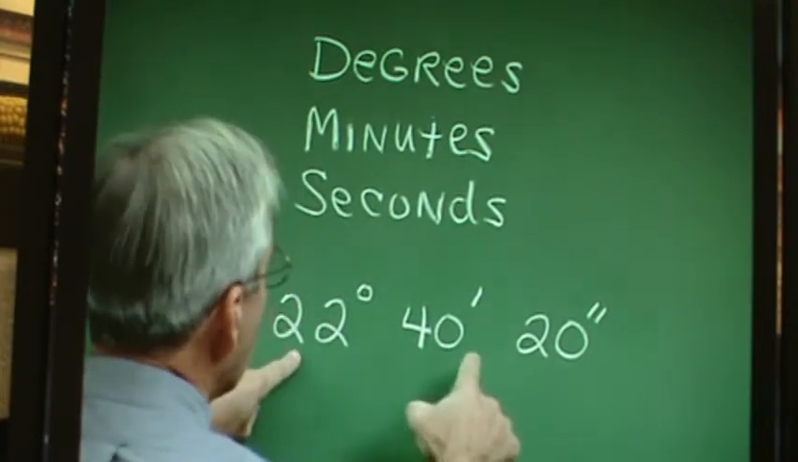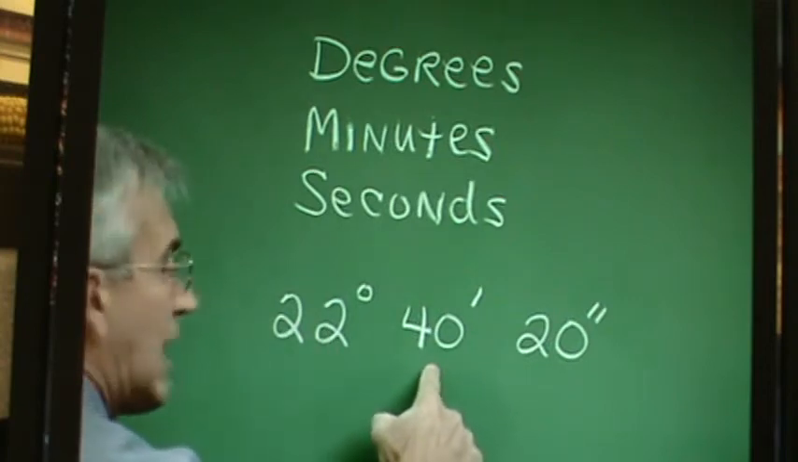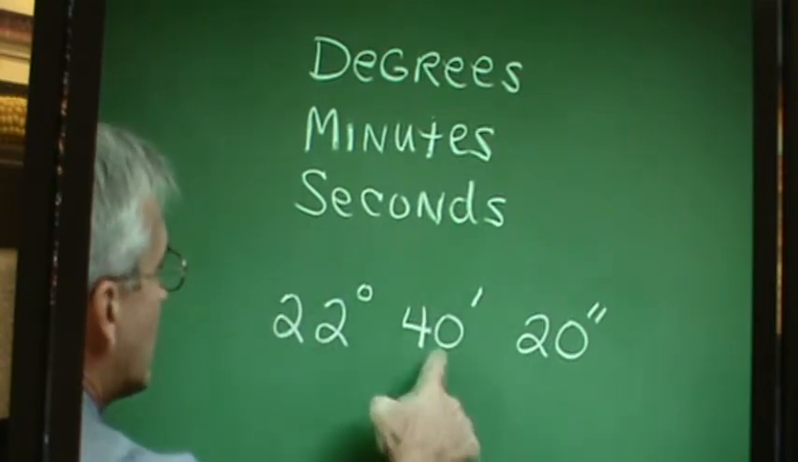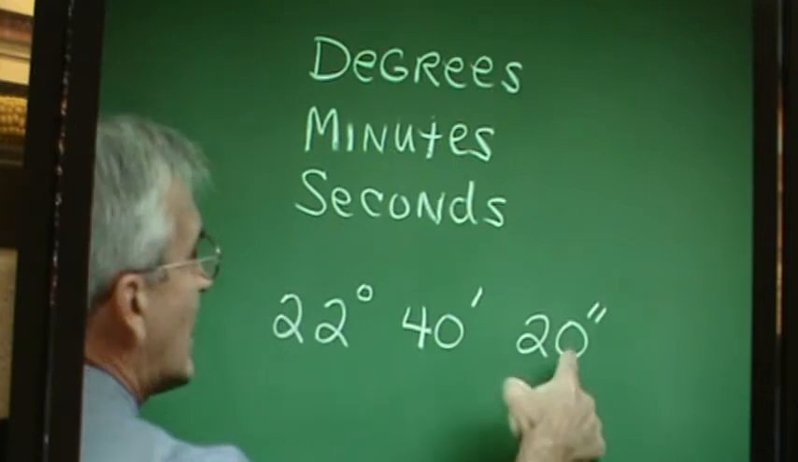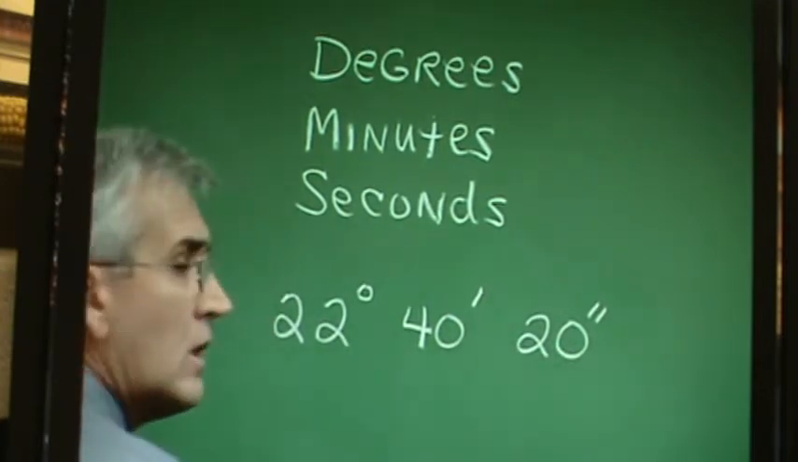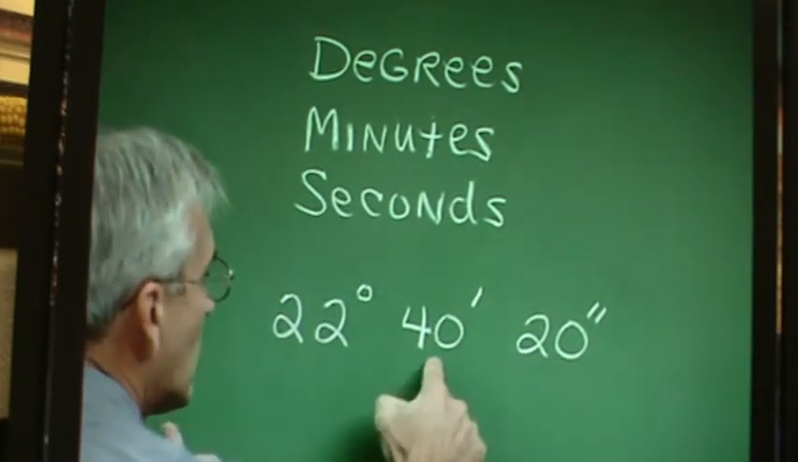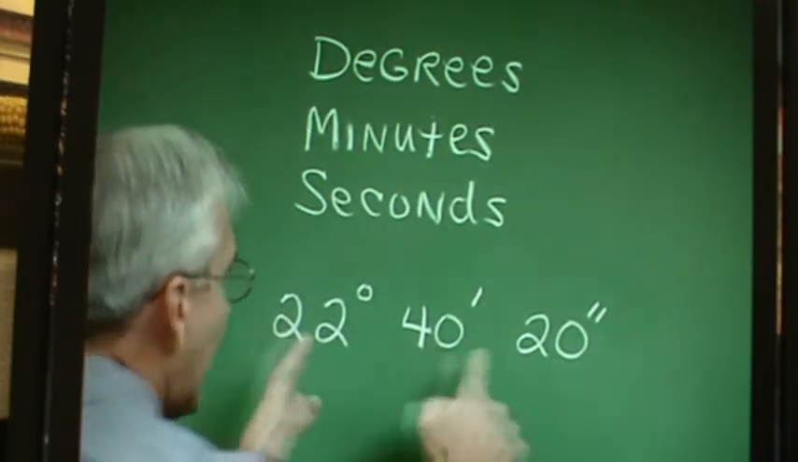And the number of minutes is, well, let me say it like this. There are 60 minutes in a degree, and there are 60 seconds in a minute, just like with time. So it's this 60 idea, 60 of these for that and 60 of those for this. You see, so we could have this kind of angle.